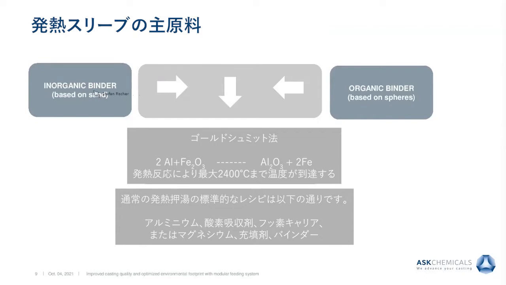In these binders, we have two different types. We have the inorganic binders, which is sodium silicate. These risers are mostly based on sand as filling compound. And we have the organic binders, which are based mostly on microspheres. For these organic binders, you can use cold box, phenolic binders, or other resins as a binder here.